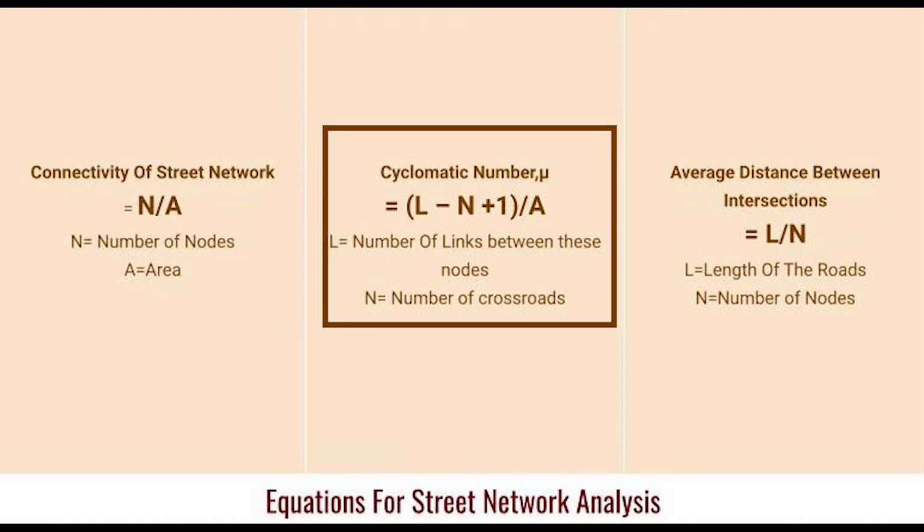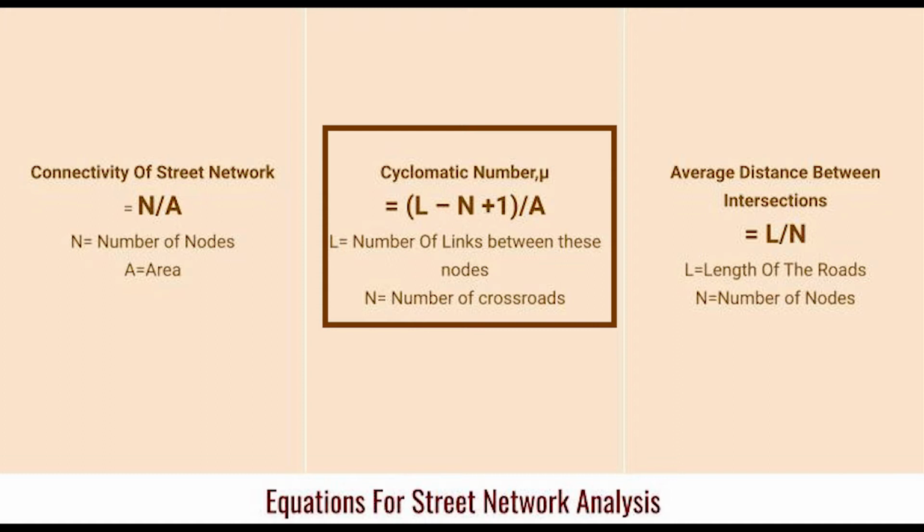Second thing, the cyclomatic number. Cyclomatic means the loops, how many loops are there within the neighborhood. To get this number, first of all, we have to determine the number of links between every node. I mean the path from one node to another node. These are called the links.